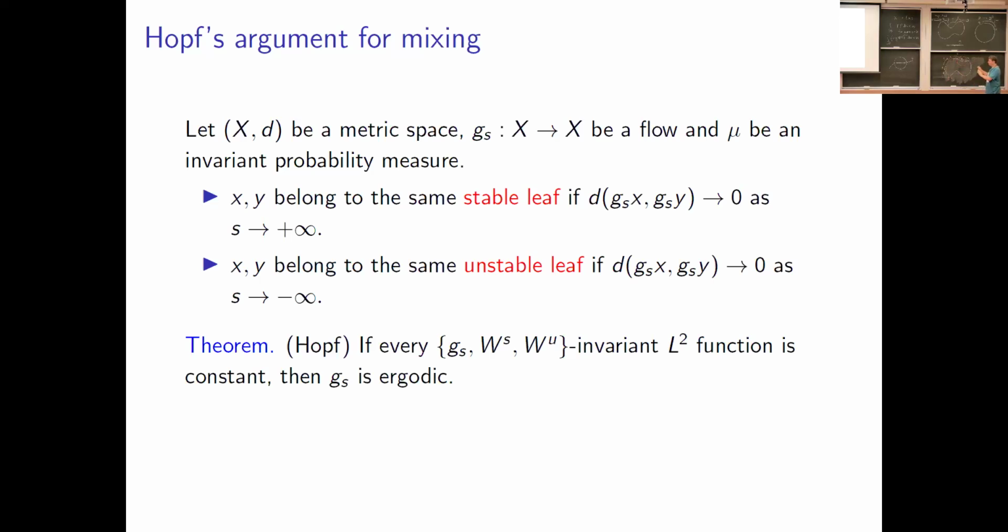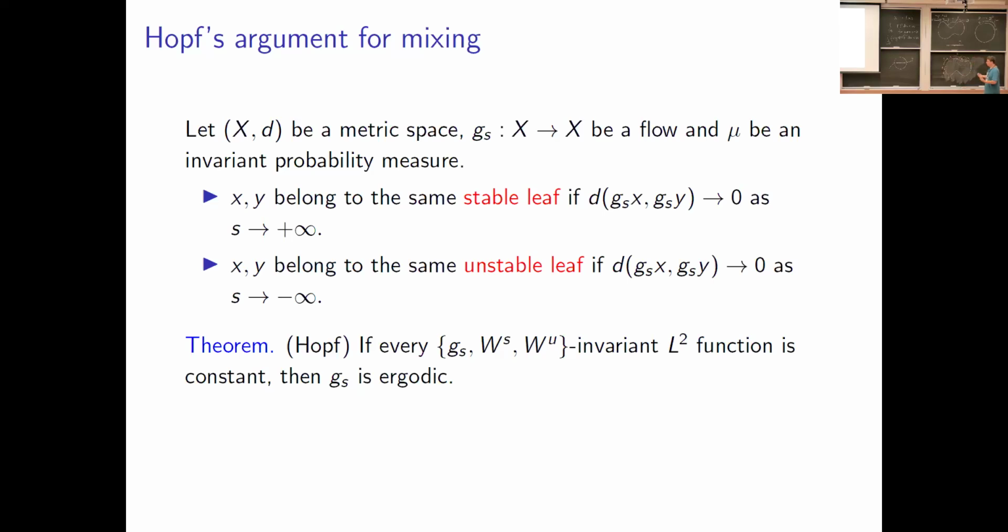Now, the Hopf argument says the following. Suppose you can show that every L2 function which is invariant under the flow and constant along the leaves of the stable and unstable foliations, if you can show that every such function which satisfies those properties is constant, then the flow is ergodic. So this gives a very convenient way of showing ergodicity.